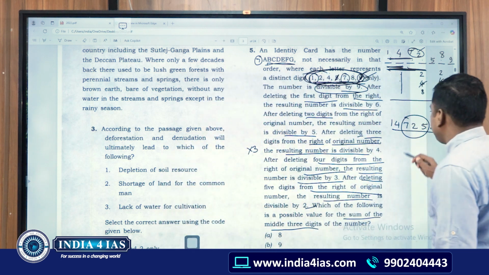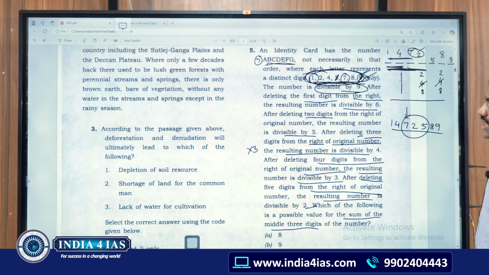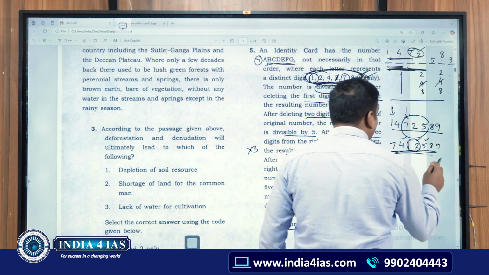So here we are checking 1 and 7. That can be 7 and 1 also. In that case, 7, 4, 2, 5, 8, 9. 5 is fixed here, no doubt about that. 4 is fixed here. 2 is fixed here. But 7 and 1 is there. So see whether this number is divisible by 4. Yes, this is also divisible by 4. So this is also a possibility.